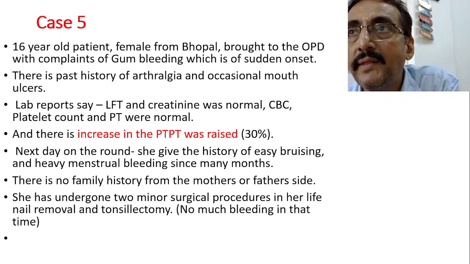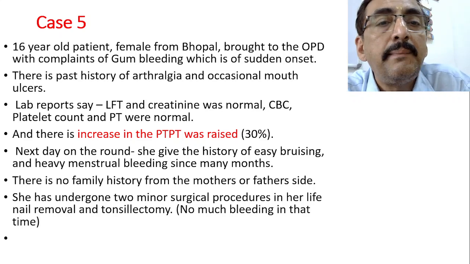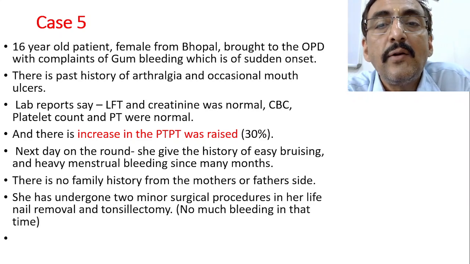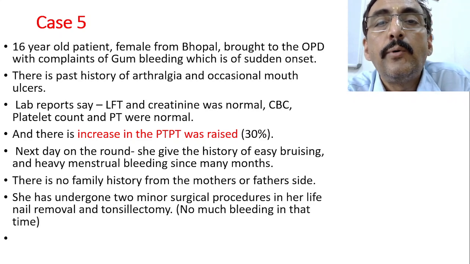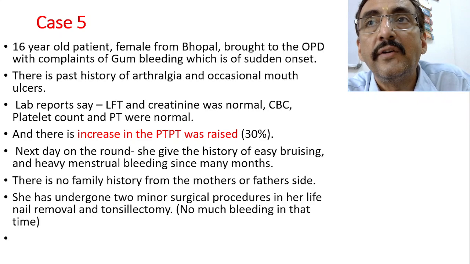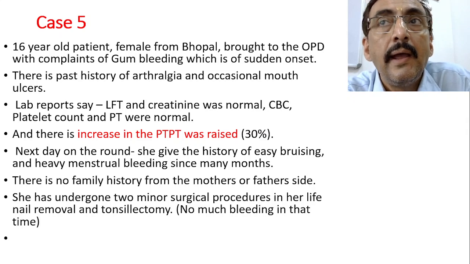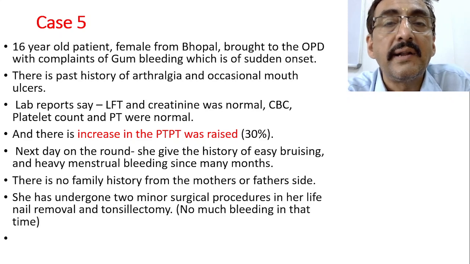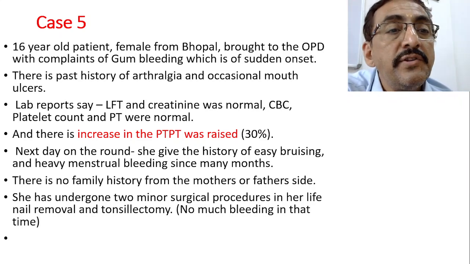Now let us discuss some of the important cases. A 16-year-old female patient from Bhopal is brought to the OPD with complaints of gum bleeding of sudden onset. There is past history of arthralgia and also occasional mouth ulcers. Bhopal means we didn't find any geographical distribution. Gum bleeding, maybe some hemorrhage precipitated by injury while toothbrushing, and it is of sudden onset. She has arthralgia, so there is every possibility of hematoma or hemarthrosis in the joint area, and also occasional mouth ulcers.